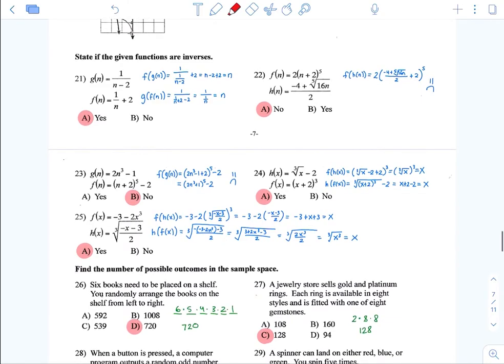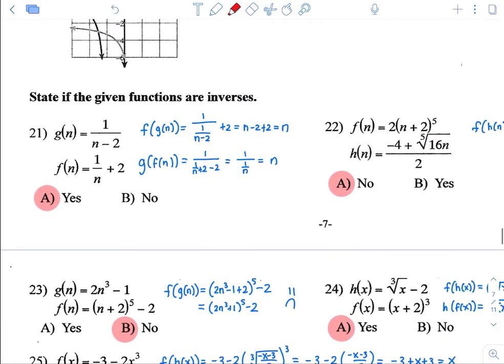Alright, state if they are inverses. So when you state if they're inverses, how you know is you do the function composition, which means you plug in one function into the other, and if it comes out to be a variable, then they are inverses of each other.